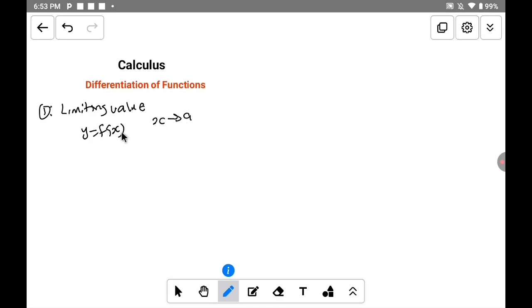So that means this value of s is approaching a certain number. If you are given an expression like this, you write the limit as lim of f of s, with s approaching what?